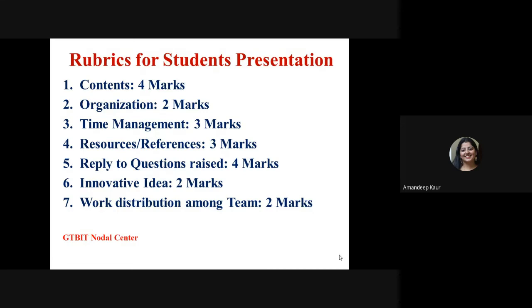On a continuous basis, the supervisor will identify whether the team of students is able to work together or not. For the final presentation, every student needs to present information up to some extent, and they need to be fully aware of what they have completed in their project. So the weightage for reply to the question raised can be increased rather than work distribution among the team members. So these are a few of my suggestions.